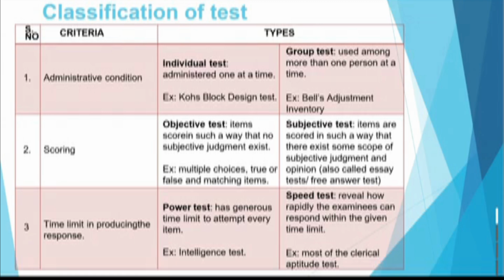In a group test, several individuals are tested for the same behavior, a single trait. This is called a group test. See, actually, they have given constant tests. These are standardized tests. Kohs block design test is a standard individual test, and Bell's adjustment.